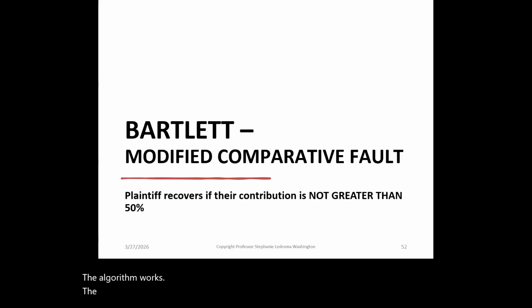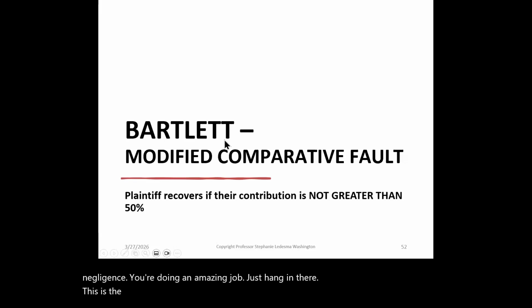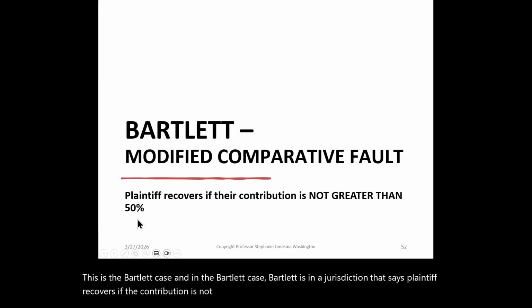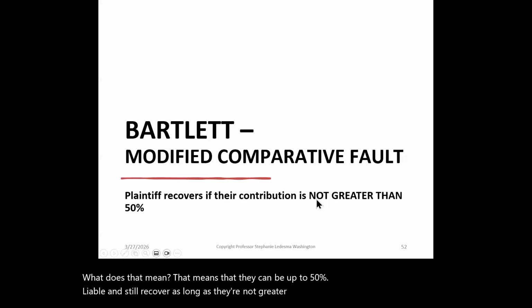Here's the last one, and then we're going to wrap up comparative negligence. You're doing an amazing job. Just hang in there. This is the Bartlett case. In Bartlett, the jurisdiction says the plaintiff recovers if their contribution is not greater than 50%. That means they can be up to 50% liable and still recover. As long as they're not greater than 50%, the plaintiff is going to be okay.